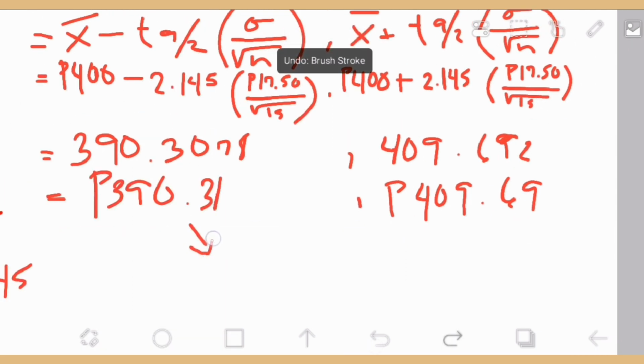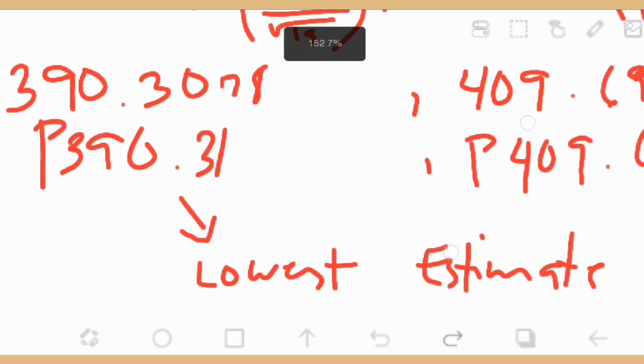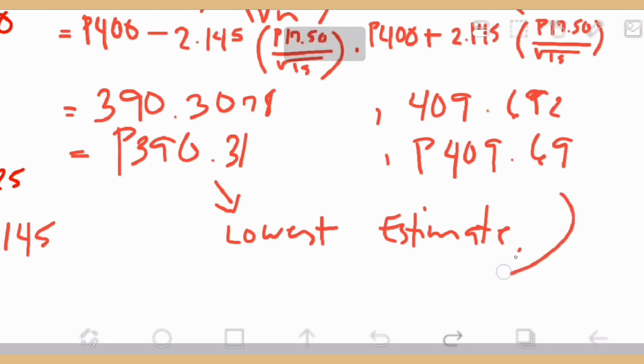This will become the lowest estimate, and this will become the highest estimate. When dealing with the conclusion, you have to include the confidence interval, because when the confidence interval is different, then definitely our answers will also be different. So this concludes our video, and thank you for watching.